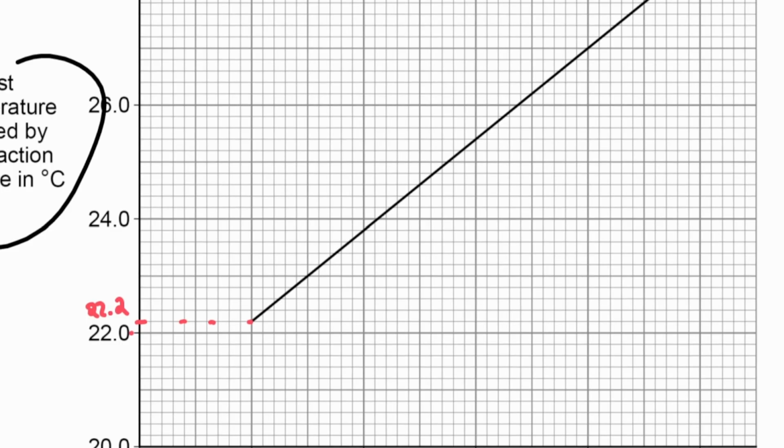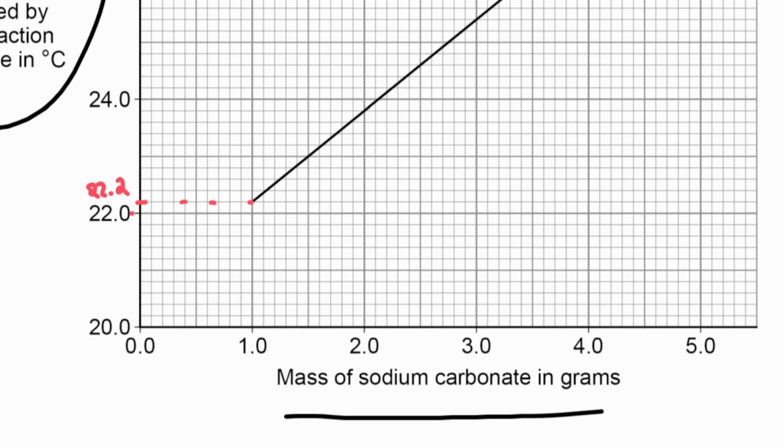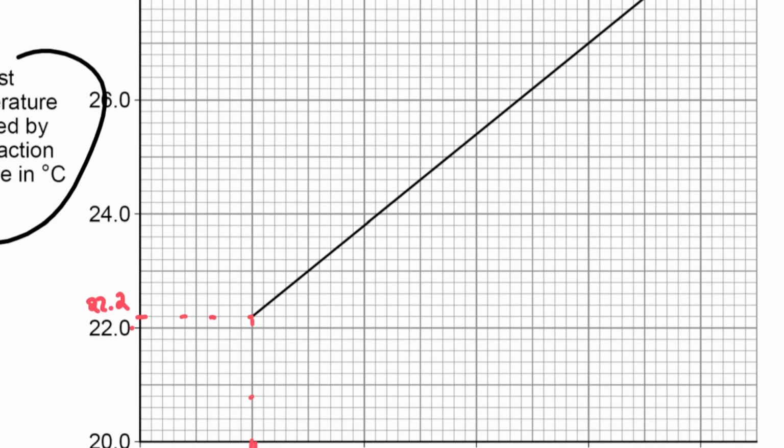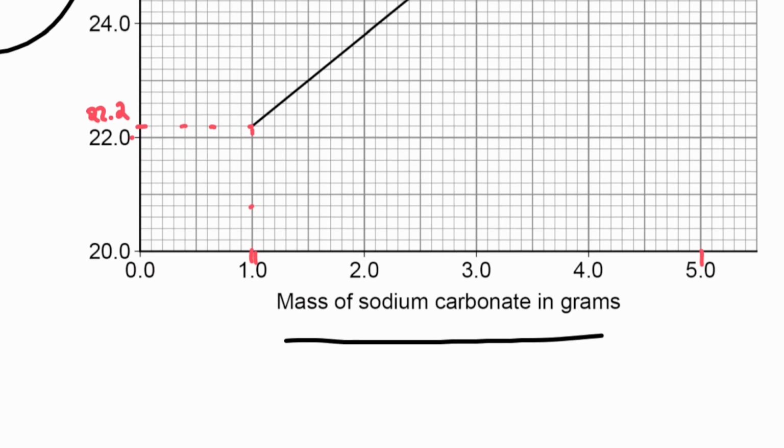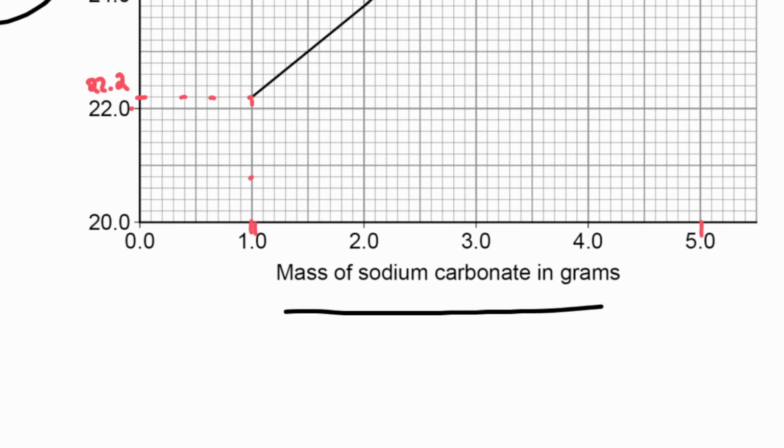So that's quite helpful. Then you want to do the same thing for the x-axis to work out the mass of sodium carbonate. So this you can see is just 1 gram, quite helpful. And this one over here, you can see goes to 5 grams over here. Okay, so hopefully now that's clear how we did it.